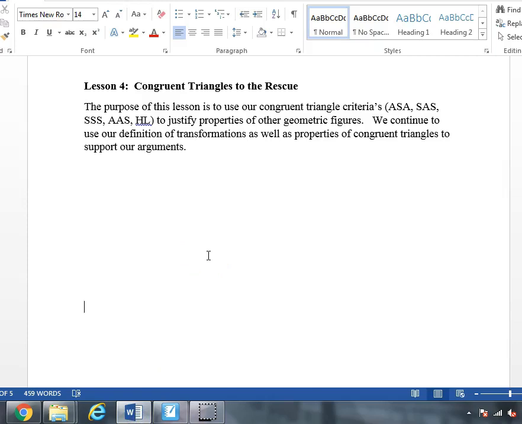from the previous lesson, angle-side-side, side-side-side, side-angle-angle-side, and hypotenuse-leg, to justify properties of other geometric figures. We continue to use our definition of transformations as well as properties of congruent triangles to support our arguments.